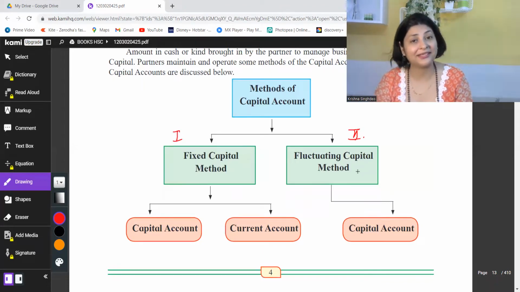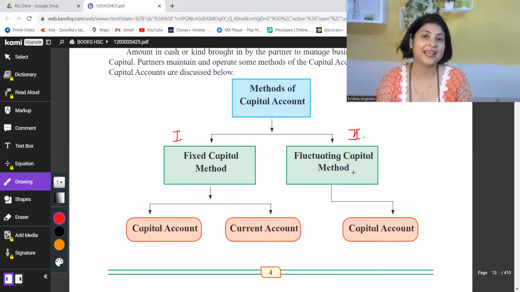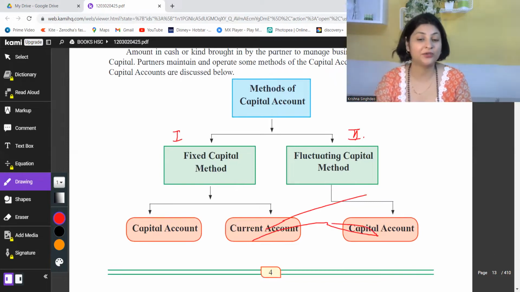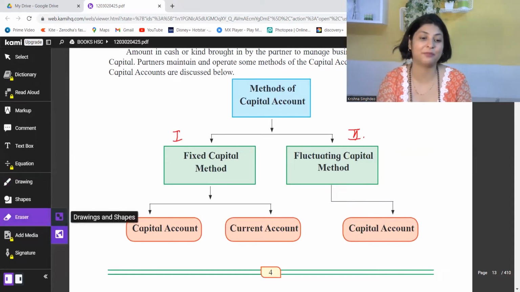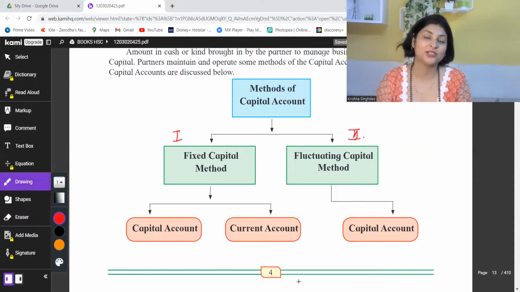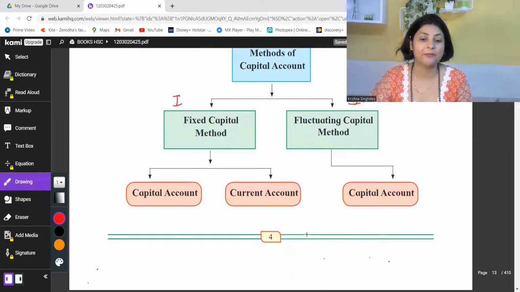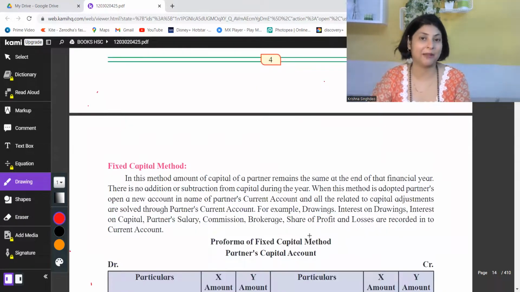Now the second method is called the fluctuating capital method. For you to understand it easily, think that there are two methods, where the first category has two accounts, and in the second category only one account is maintained. So the fluctuating capital method is the method under which only one set of account is prepared for each partner, and it is called the capital account.